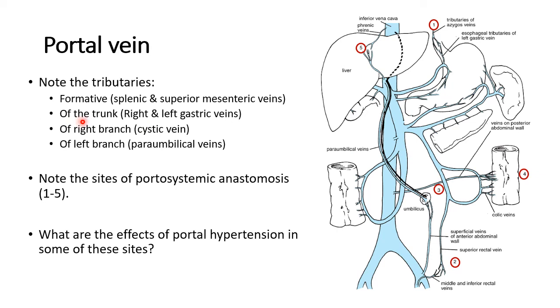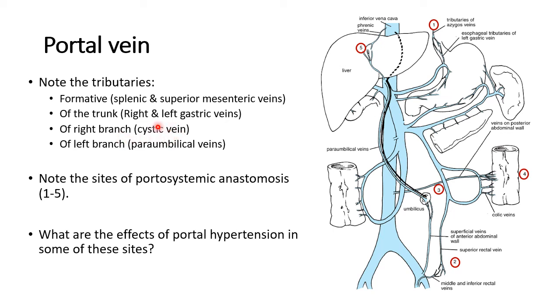There are veins draining into the trunk of the portal vein, and these veins are the right and left gastric veins. So this is the right gastric vein and the left gastric vein. They drain directly into the trunk of the portal vein.